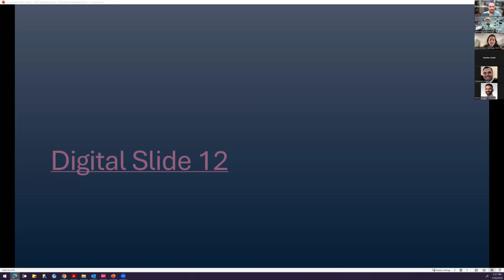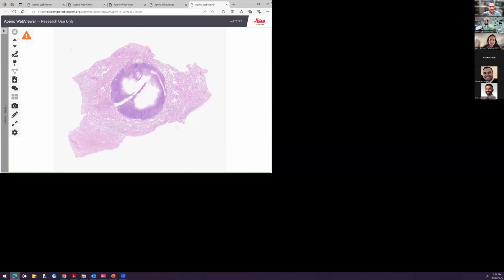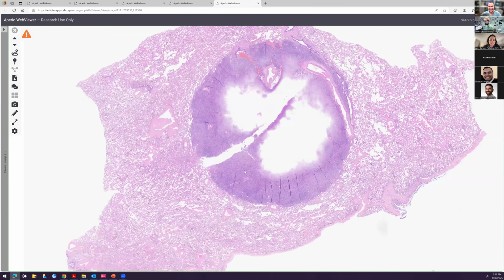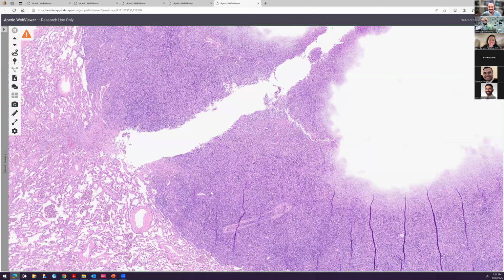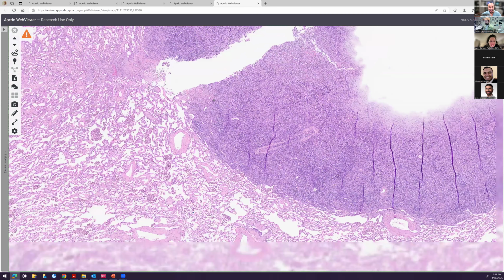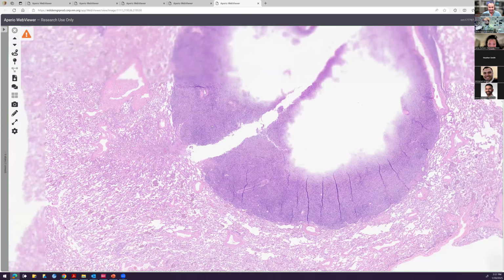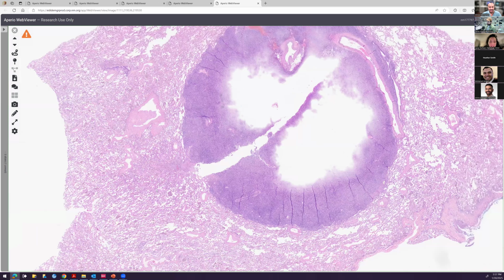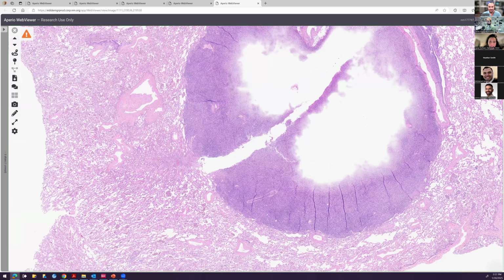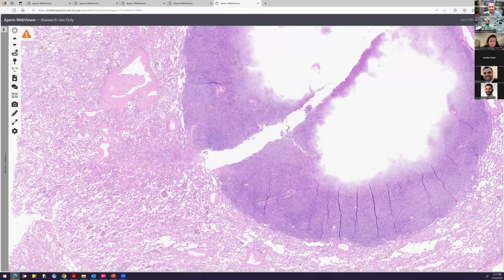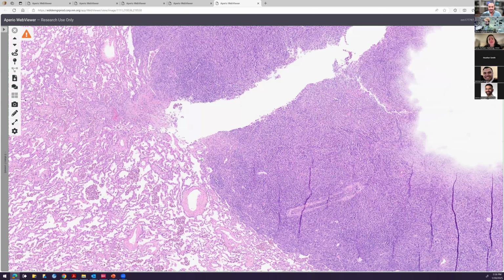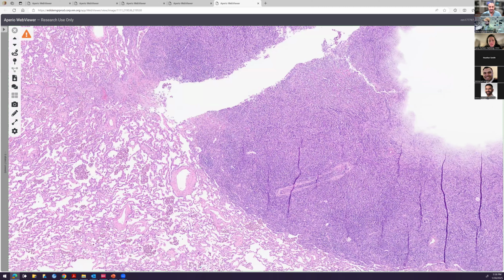Okay, so ignore the giant hole in the middle. It's just from the histology process. But okay, does anyone want to describe the architecture, circumscription, borders, and everything? Where are we exactly? It's a well circumscribed lesion in the lung. So we're in the lung, and it's not encapsulated, but it's definitely well circumscribed. Yeah, well circumscribed, non-encapsulated.